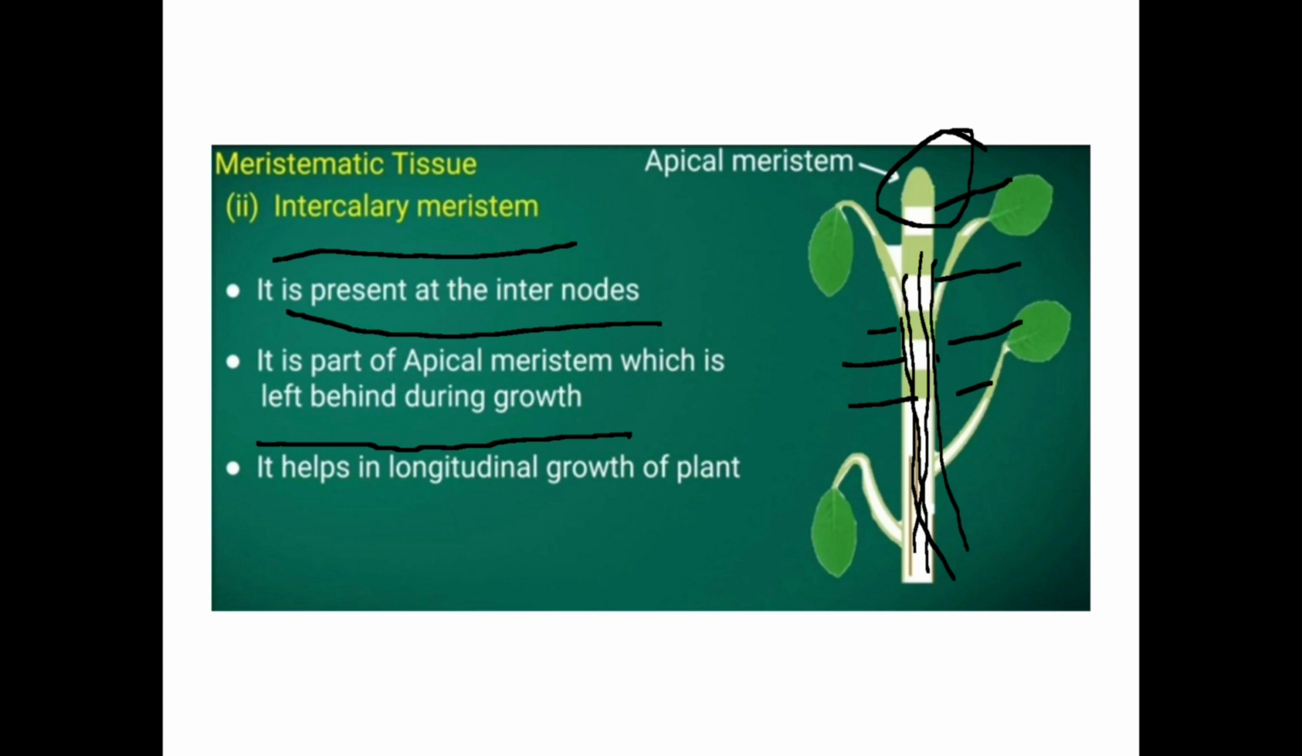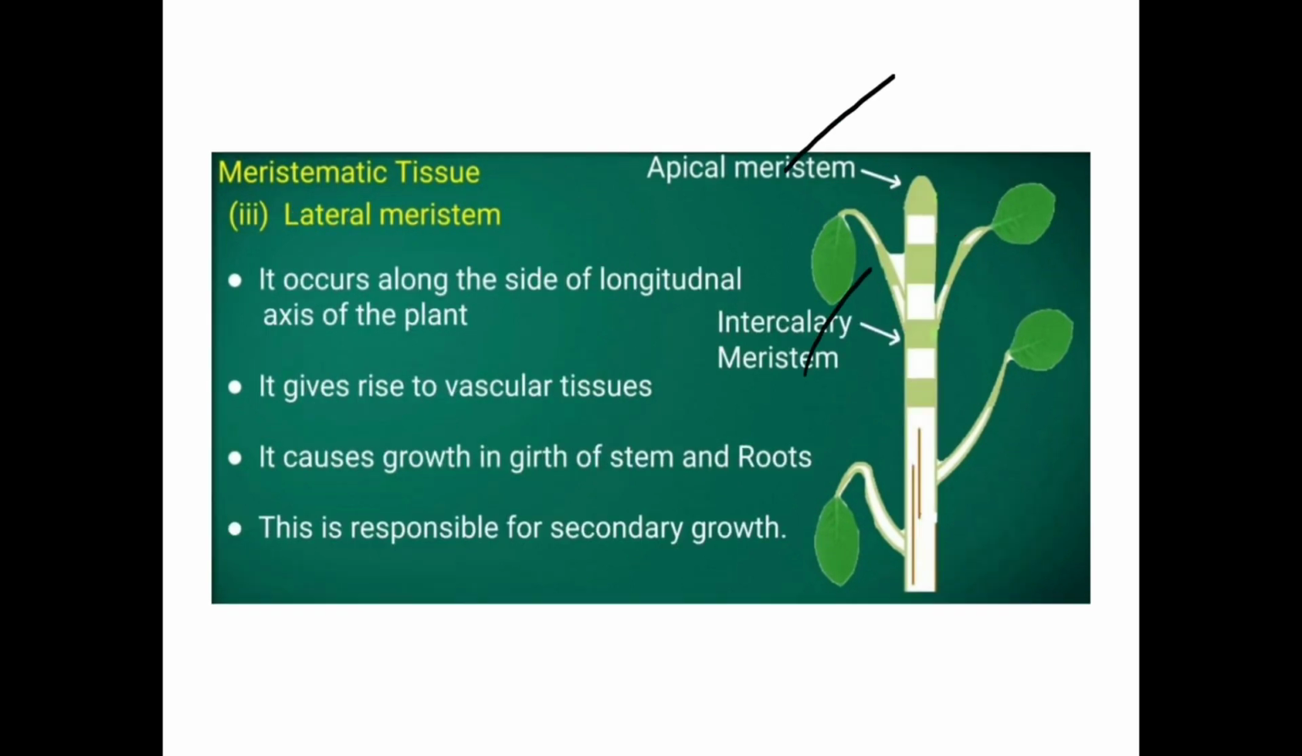Sorry, one point is mistaken. This one is not intercalary meristem. Intercalary meristem will be present here. It is also like apical meristem; it helps elongational growth. Then lateral meristem is this one. Lateral meristem is present parallel, and it helps in the thickness of the plant. So this is lateral meristem.